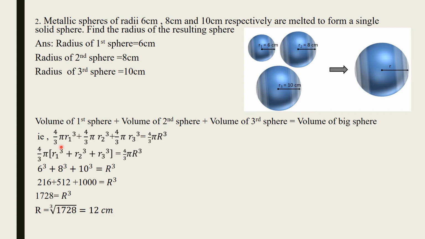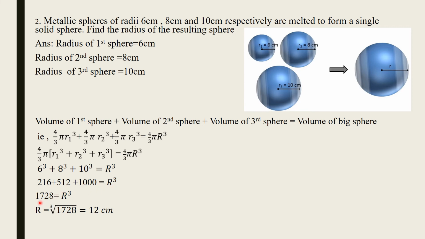Taking 4 by 3 pi as common on the left hand side, we have 4 by 3 pi into r1 cube plus r2 cube plus r3 cube is equal to 4 by 3 pi capital R cube. Cancelling 4 by 3 pi from the left side and right side and substituting the values for r1, r2 and r3, we have 6 cube plus 8 cube plus 10 cube is equal to R cube. That is 216 plus 512 plus 1000 equal to R cube.